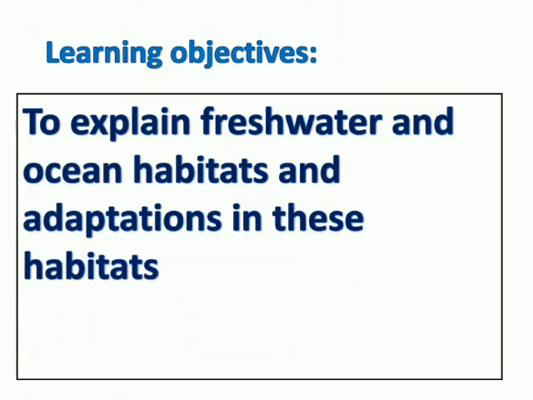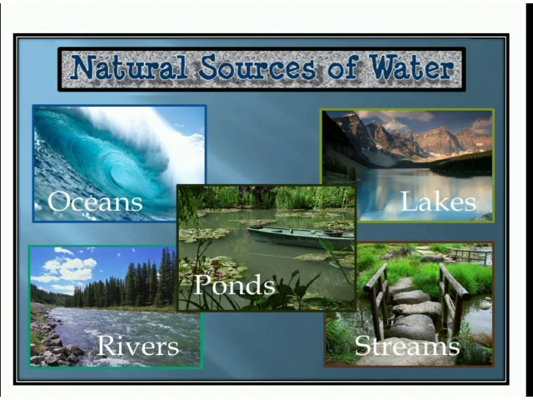By the end of this chapter, students can explain freshwater and ocean habitats and adaptations. Today, we are going to learn about freshwater habitats and also you will learn all sorts of facts about different bodies of freshwater. Learn how plants and animals adapt to ponds, rivers, streams and lakes.